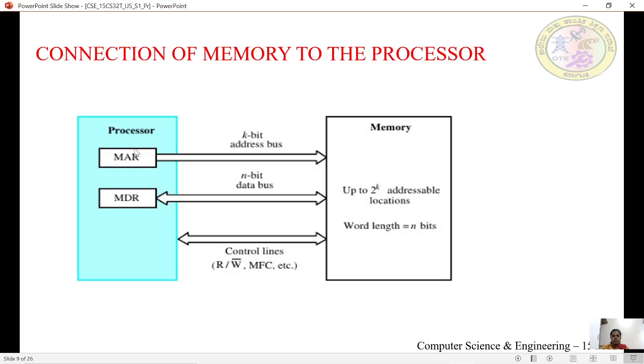During a read operation, the processor reads the data from the memory by loading the address of the required memory location into MAR. First, the processor loads the addressed memory location into the MAR and sets the read/write line to 1. So this will be set to 1. After that, the memory responds by placing the data onto the data bus.